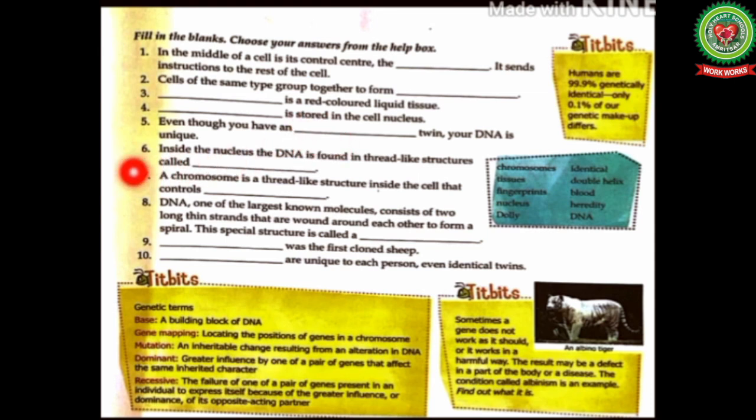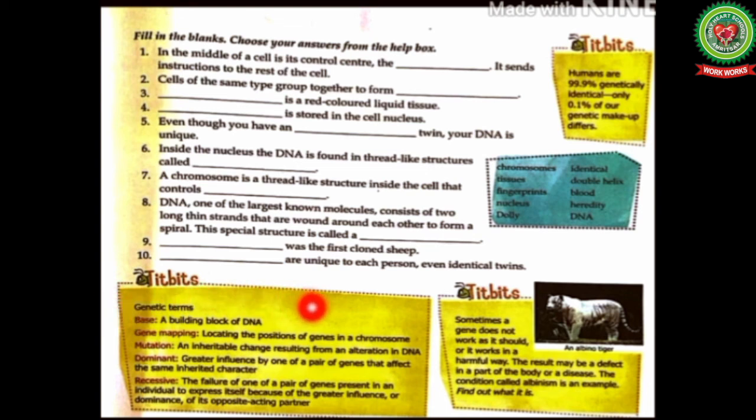Identical twins. Inside the nucleus, the DNA is found in thread-like structures called chromosomes. A chromosome is a thread-like structure inside the cell that controls heredity. DNA, one of the largest known molecules, consists of 2 long thin strands that are wound around each other to form a spiral. The special structure is called double helix. Dash was the first cloned sheep. It will be Dolly. Dash are unique to each person, even identical twins. That will be fingerprints.